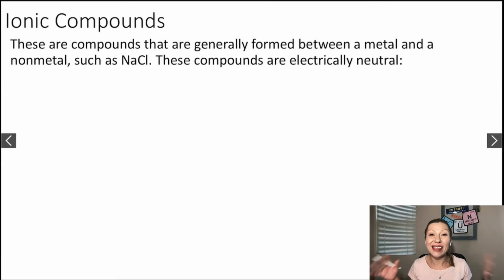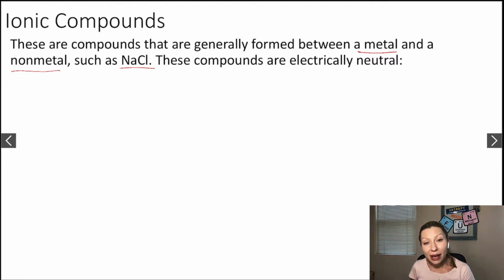Hello guys, let's talk about ionic compounds. What are these compounds? These compounds are generally formed between a metal and a nonmetal, such as NaCl, and they are electrically neutral. So indeed, my favorite salt is table salt, which is NaCl.